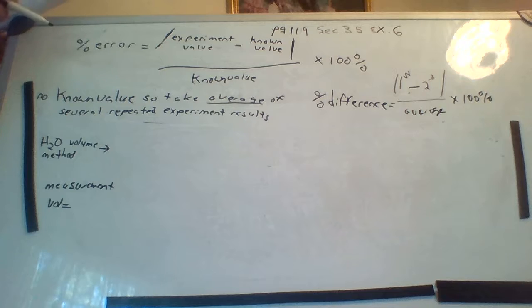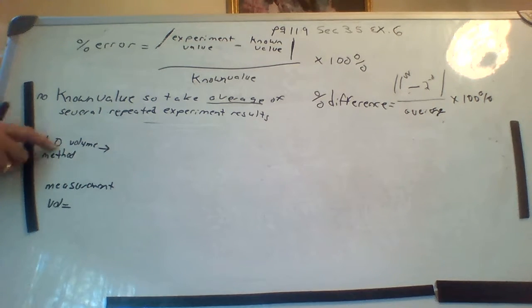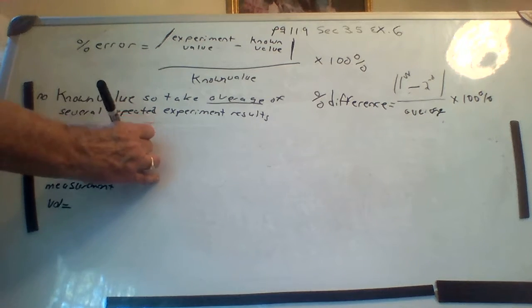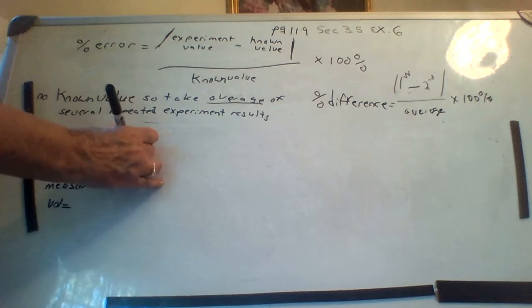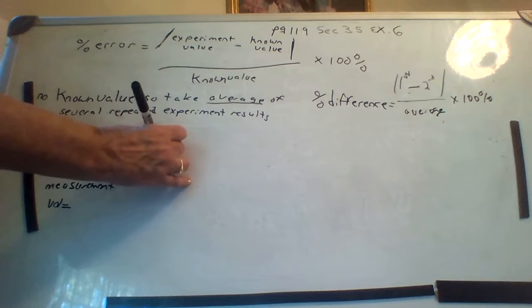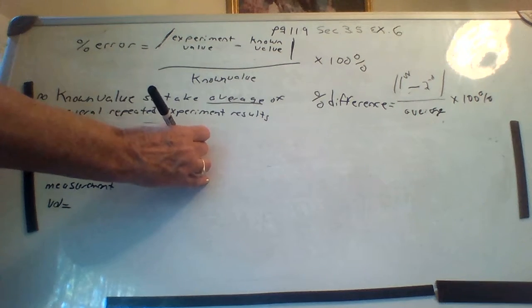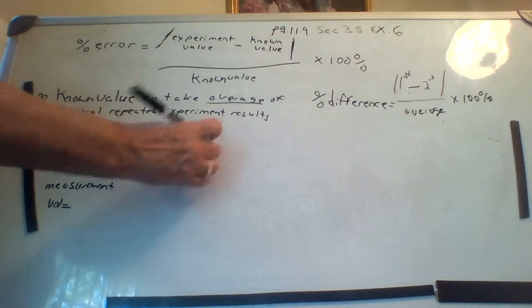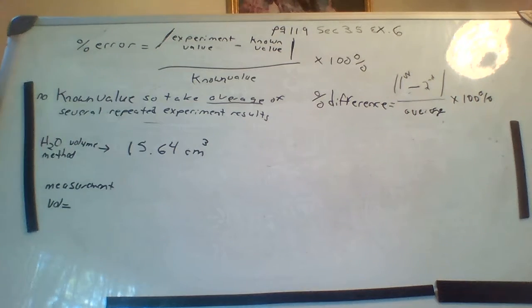So example 6, Susan had a cylinder, let's just say it's a pop can, and she used a water method. You're all in science, so you probably know that H2O means water. So she used a water displacement method to find the volume. And when she did that, she got this result for the volume, which was 15.64 centimeters cubed. Remember, when you're dealing in volume, you're dealing in cube units.